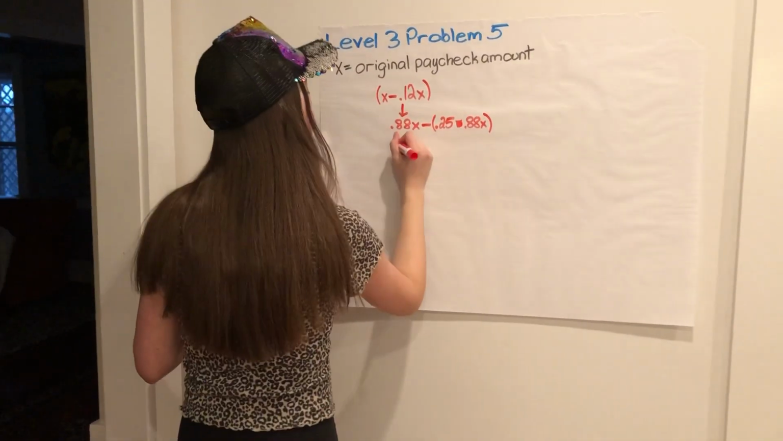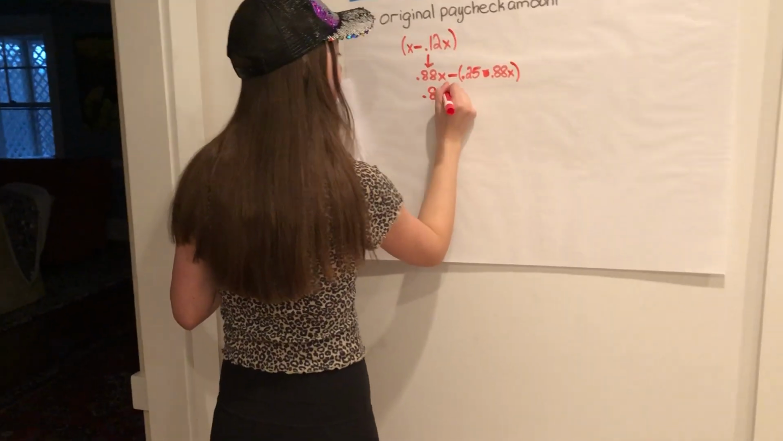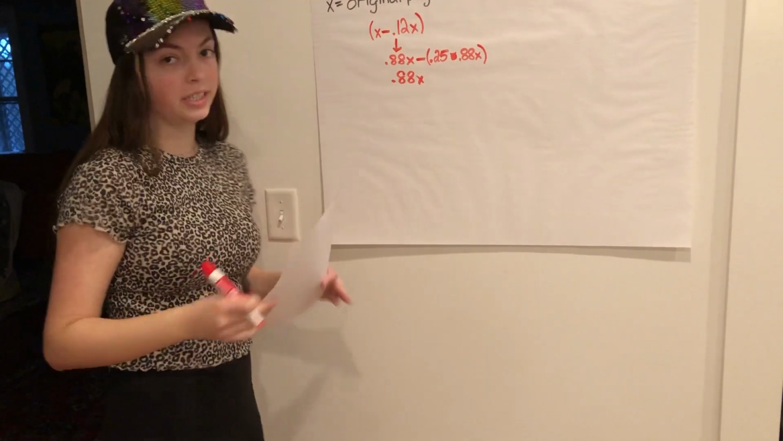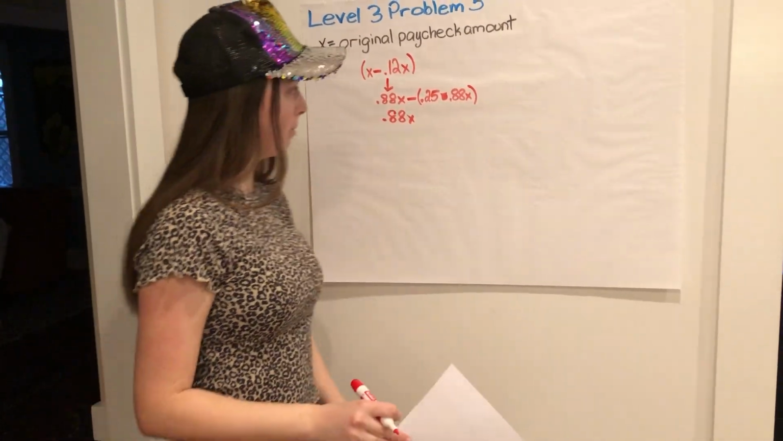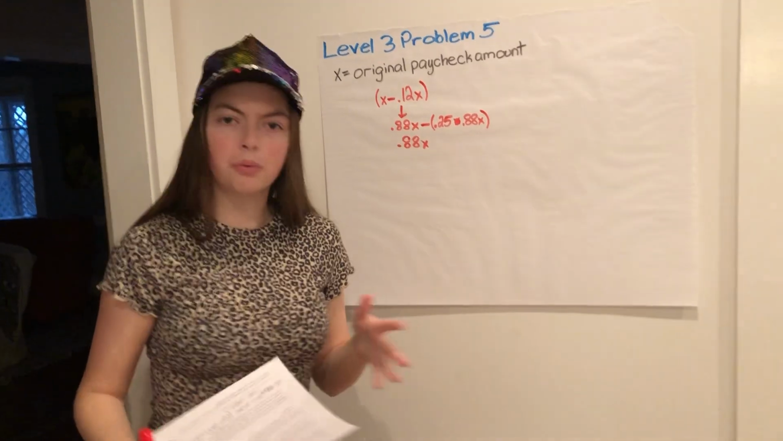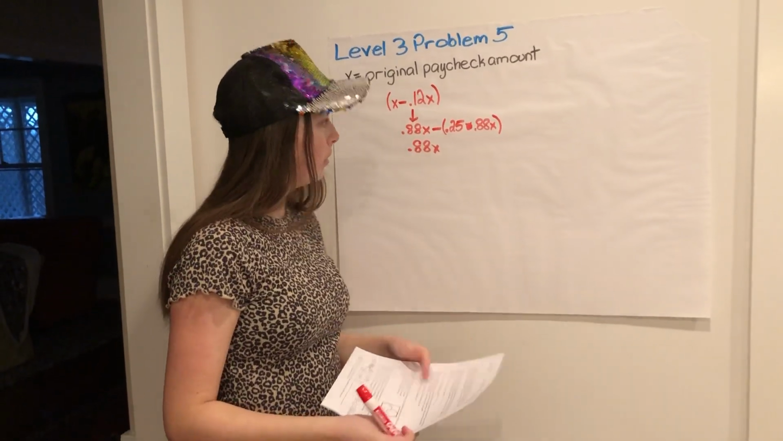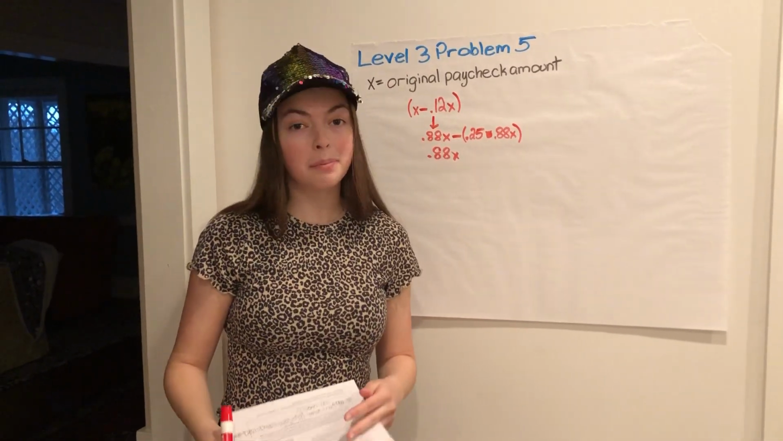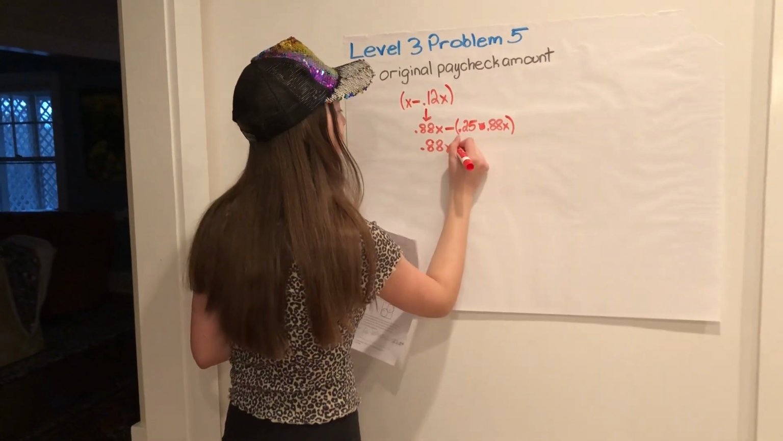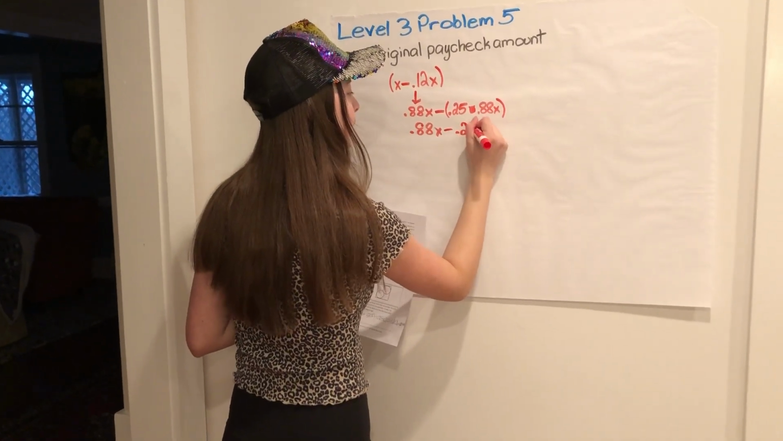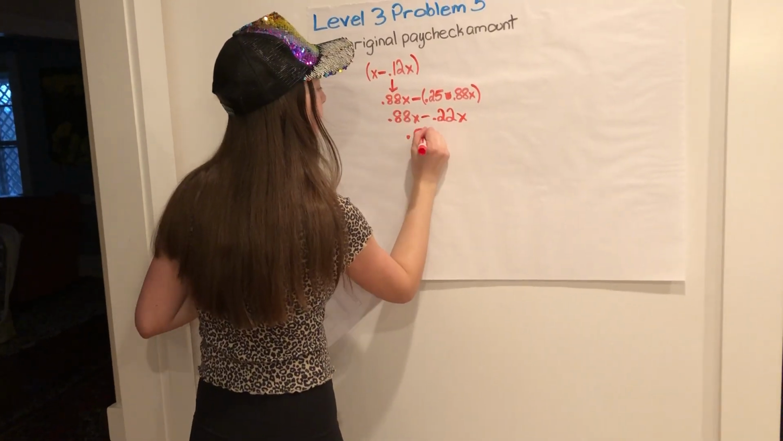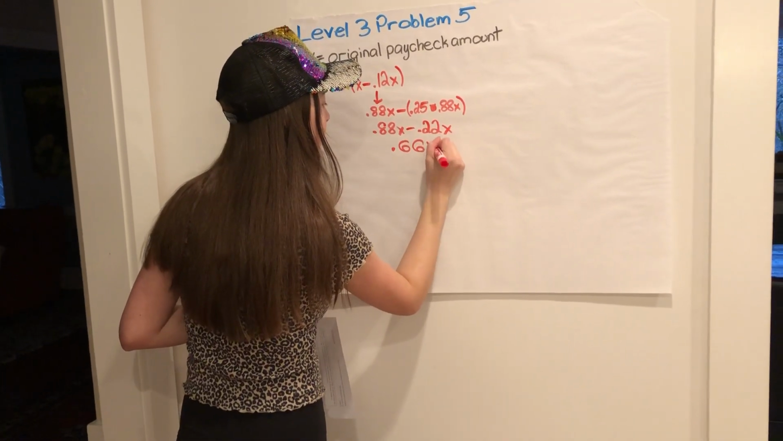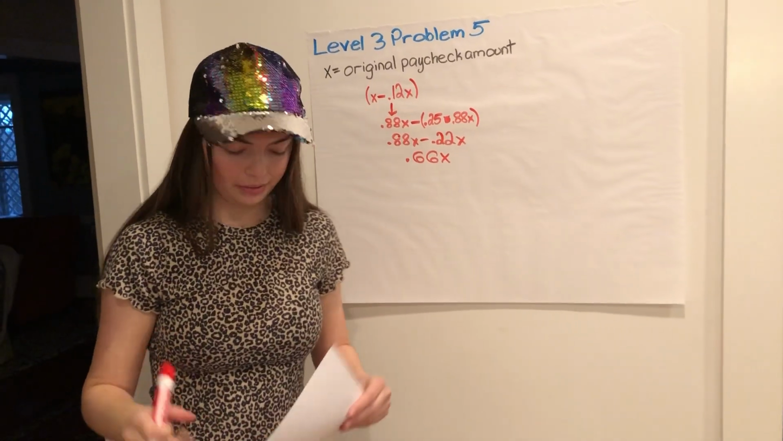Alright, 0.88x, which is the 88% of his paycheck being left, and he spent 25% of that 88%. So how much is 25% of 88? Well, it's 1/4, and so that is 0.22. So we know this is 0.22x. So he has 0.66x left after the clothes.